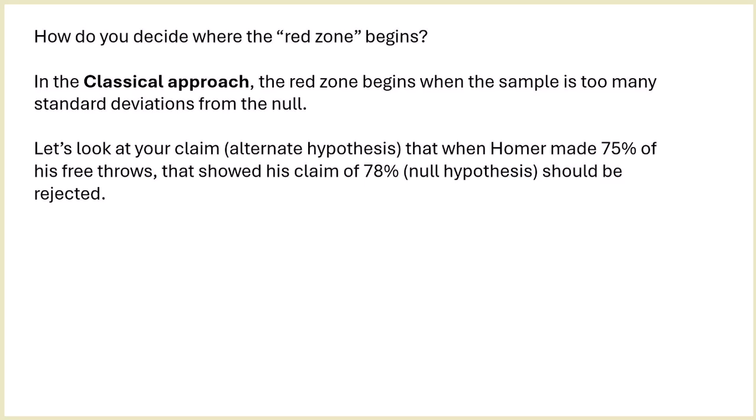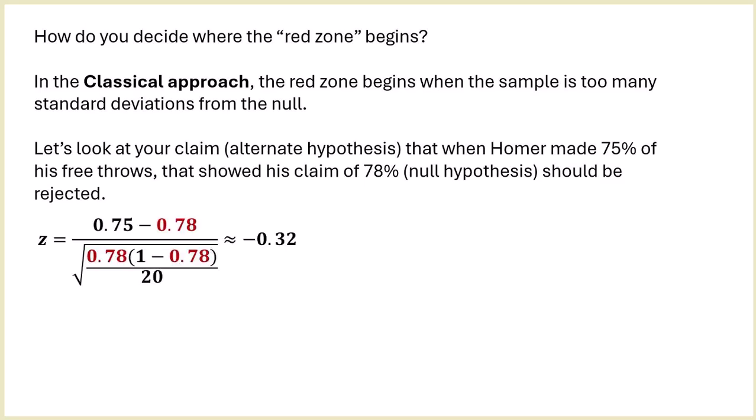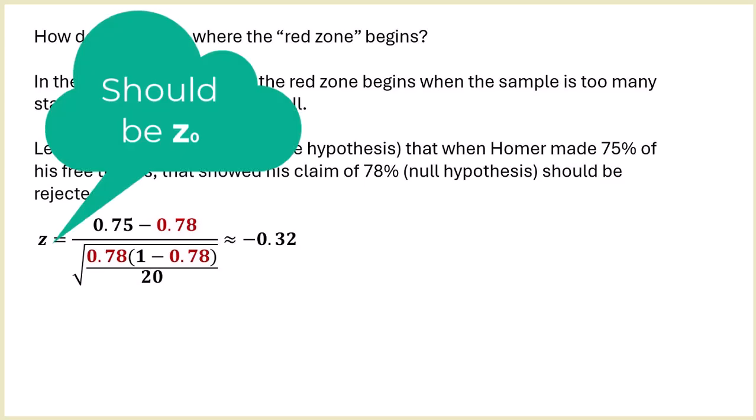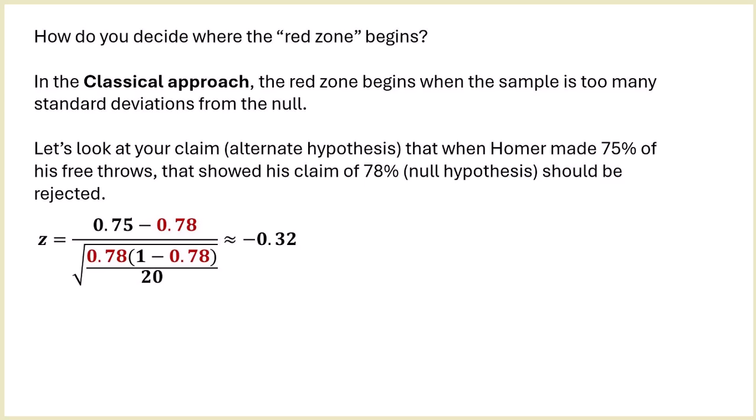So let's go back to your claim, the alternative claim. You're saying Homer overall does not make 78% of his free throws. So here's what I did. I got a z-score. Notice what I did. This z ought to have a little 0 subscript under there. So I'm putting Homer's sample percentage here, the 0.75. Notice in red I'm putting the null hypothesis.